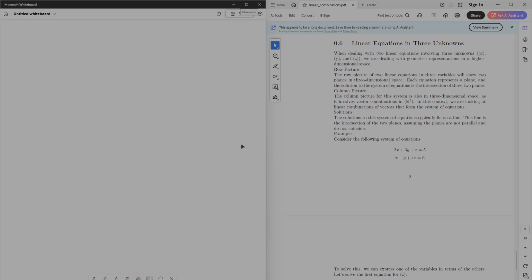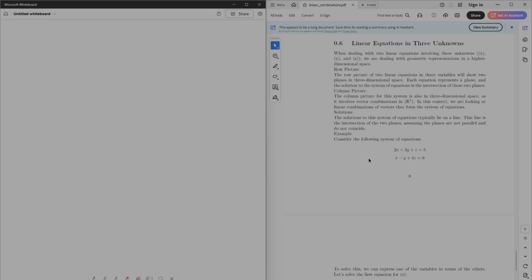So when dealing with two linear equations involving three unknowns, let's say x, y, and z, we're dealing with geometric representations in a higher dimensional space. So what is the row picture? The row picture of two linear equations in three variables will show two planes in three-dimensional space. Each equation represents a plane, and the solution to the system of equations is the intersection of these two planes.